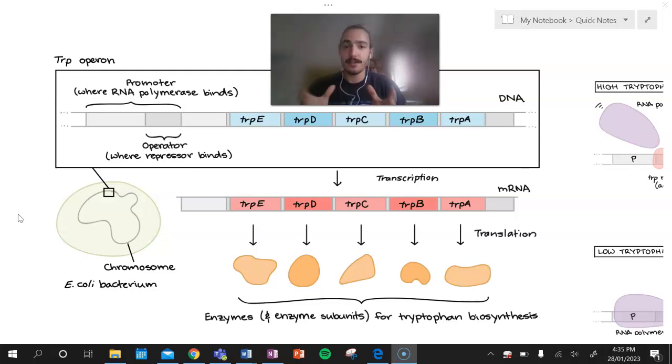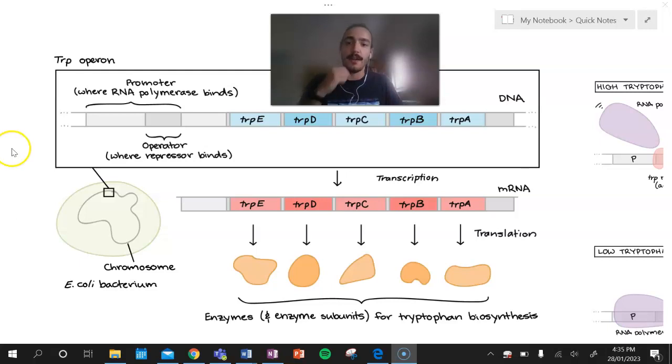Operon essentially just means a group of genes that code for a particular thing. There are all sorts of different operons. So in this case, this is a Trp operon. It's a group of genes that are going to end up making Trp. It's as simple as that.